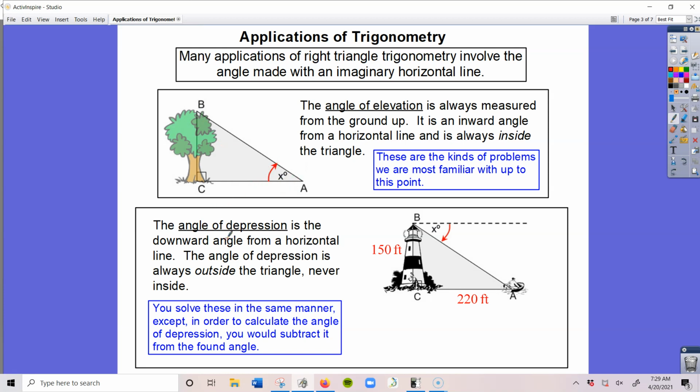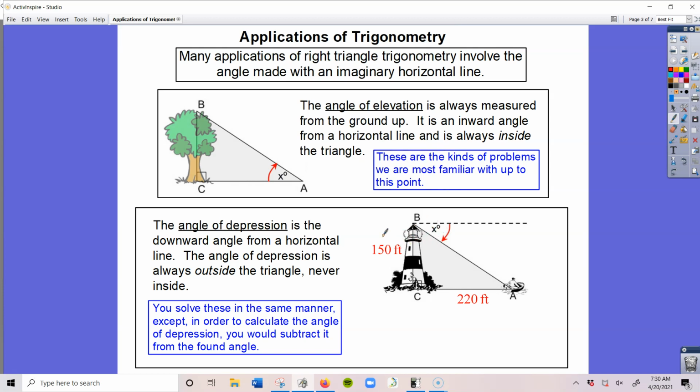Now the angle of depression, when you hear the word depression, you think down. So this represents the downward angle from a horizontal line. The angle of depression is always outside of the triangle, never inside. So we can see here that we have this given angle. And this is the angle of depression from the top here, and we have to think of our line of sight as going horizontally across. So the angle of depression would be the angle from that horizontal line to the triangle. So this would be x.